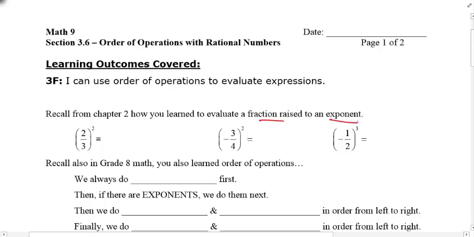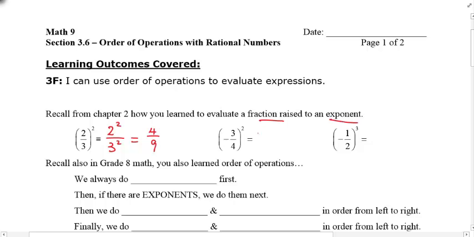Remember that rule where if I have a division statement, I can now apply the exponent to both the numerator and the denominator. So 2 over 3 squared becomes 2 squared over 3 squared, and that of course just becomes 4 over 9. What happens with negative?